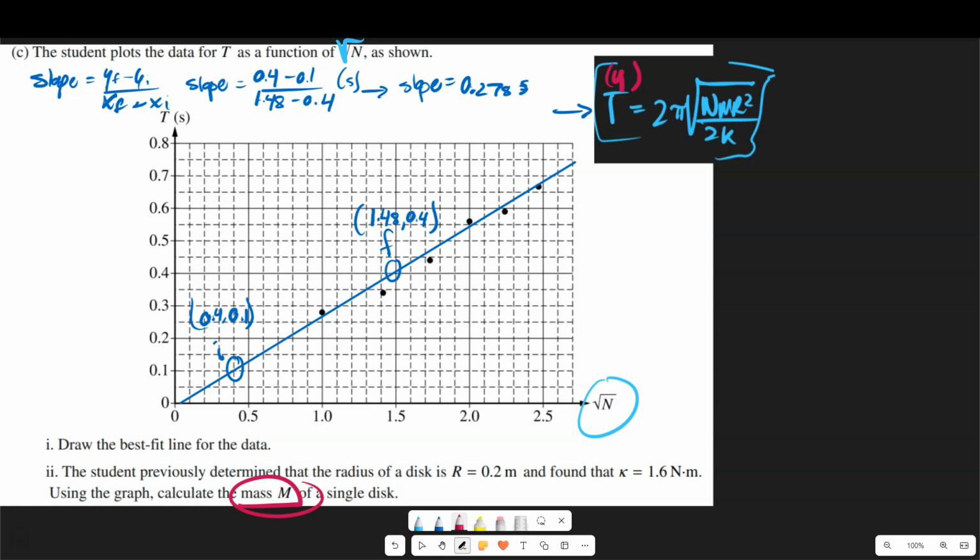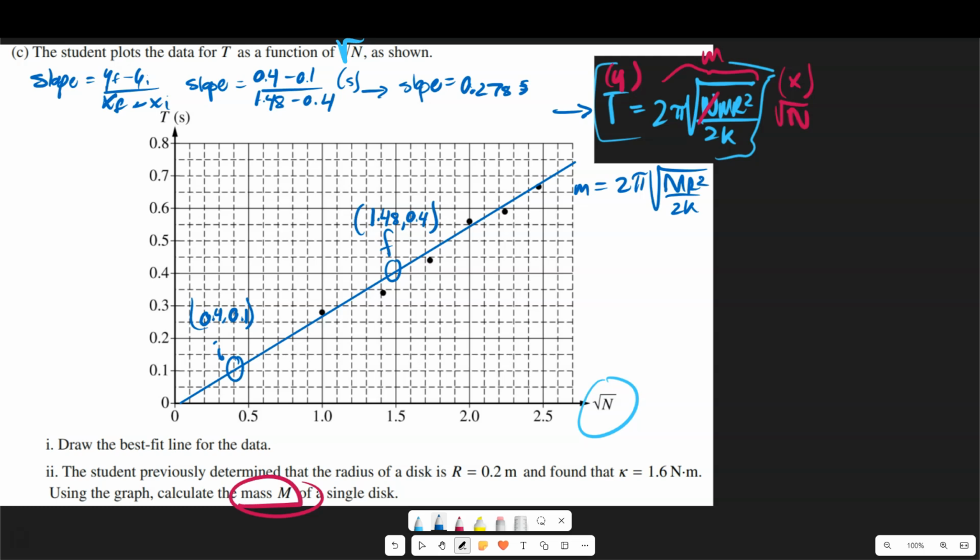Well, we need to think about what is our x over here. Our x really is going to be our root n. So if we get rid of our root n in here, then this whole thing right here can be our m value in terms of our slope. So we can write m in terms of our slope, little m, is going to be equal to 2 pi times the root of mr squared over 2 kappa, all under a root here.